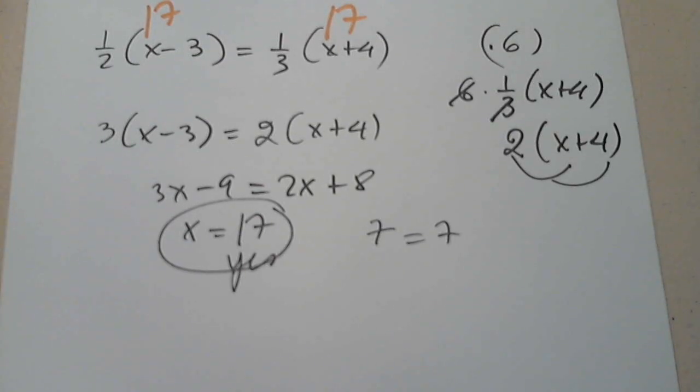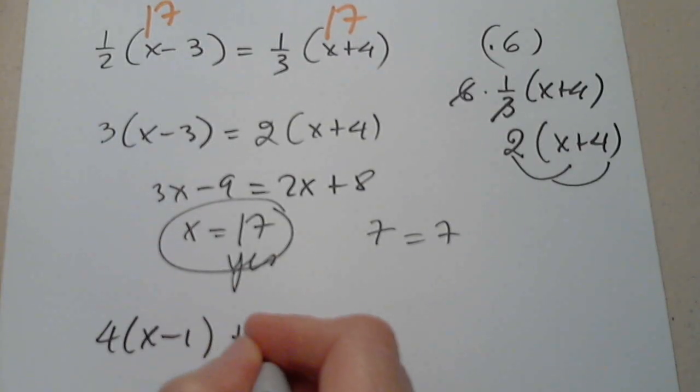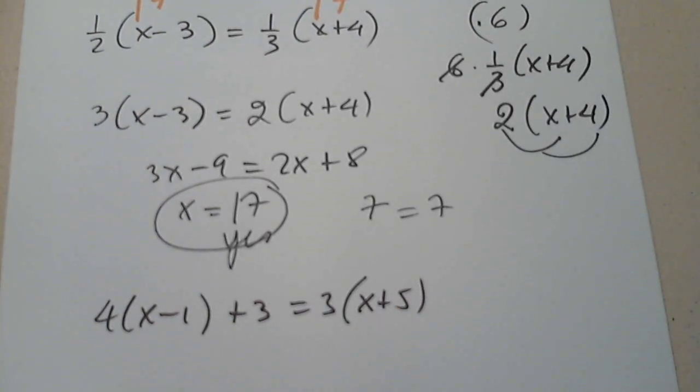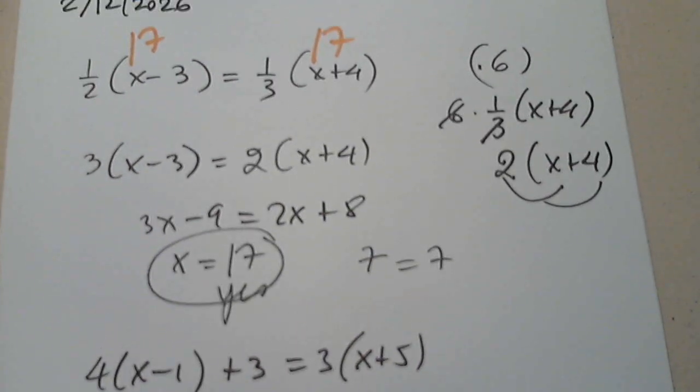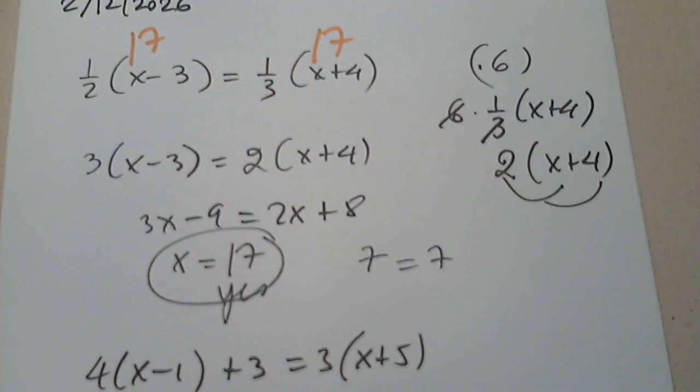Is that okay with everybody or not? Please say something so I know what to do. Are you okay with that idea? 4 quantity. Yes? Yeah, that's fine. So 4 quantity x minus 1 plus 3 equals 3 quantity x plus 5. This is exactly the same step with this, not having the complication with fractions.